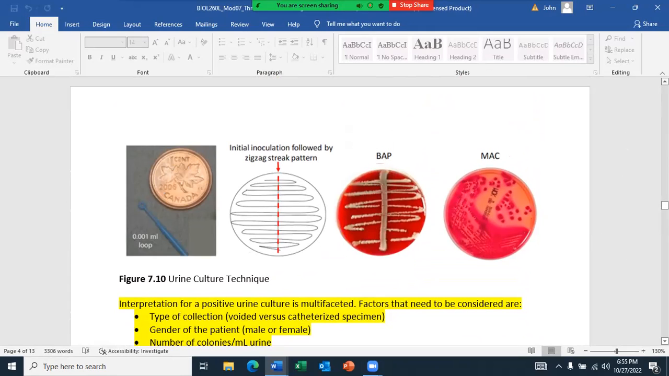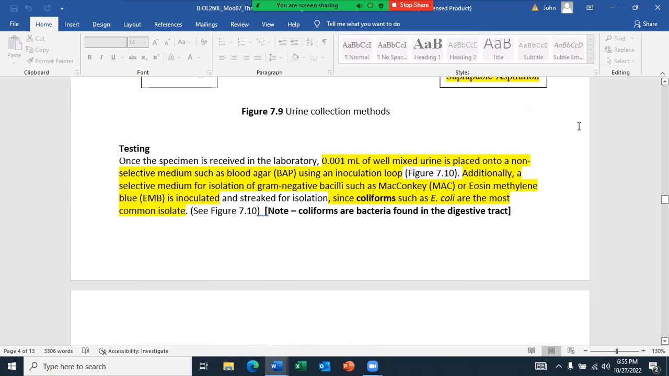In addition, for urine samples, besides growing the sample on a blood agar plate, you also inoculate either a MacConkey's plate or an eosin methylene blue plate. And this will grow only gram-negative bacilli, MacConkey's and eosin methylene blue. Why you want to put it on a MacConkey's or eosin methylene blue plate is that the most common urinary tract infection bacterium is E. coli.